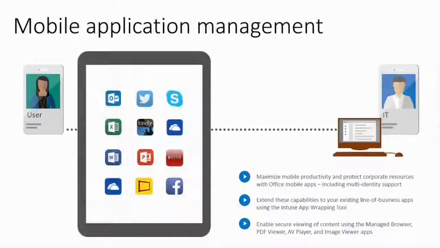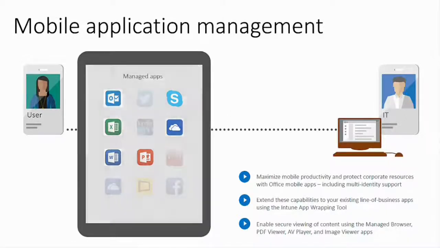Mobile application management is one of the critical features of Intune. So the ability to manage the applications themselves. So you can maximize mobile productivity and protect corporate resources with Office mobile apps, including multi-identity support, and then extend the capabilities to your existing line of business apps if you have them using an Intune app wrapping tool, and then enable secure viewing of content using the Managed Browser, PDF Viewer, AV Player, and Image Viewer apps. Critical piece is that you're managing the applications that are running on that device. So you're not only managing the device, you're managing the applications and data.